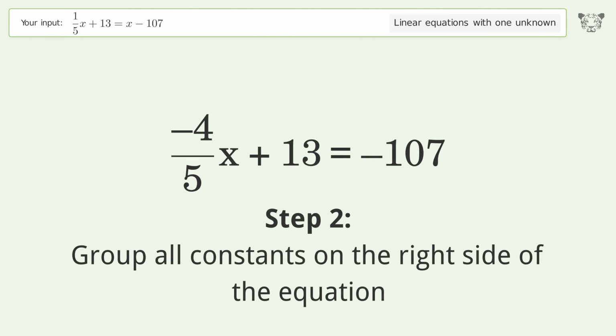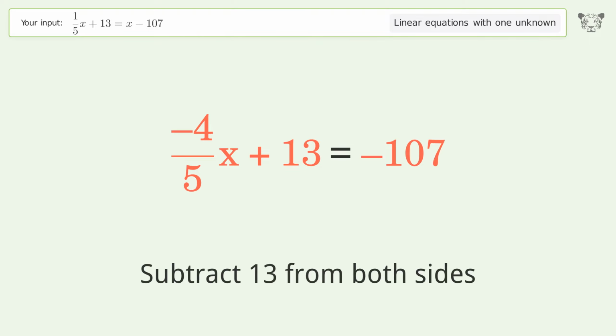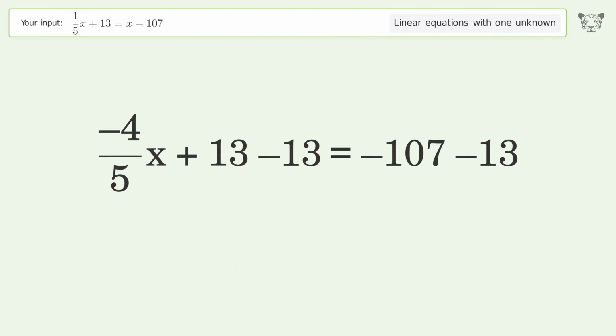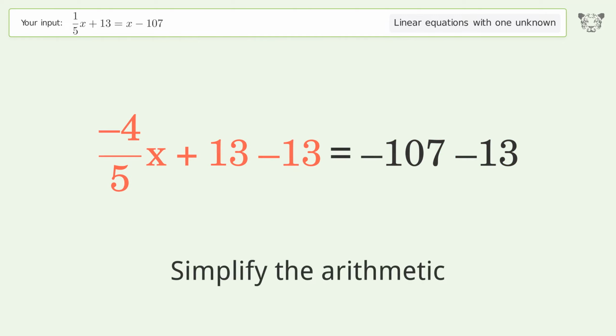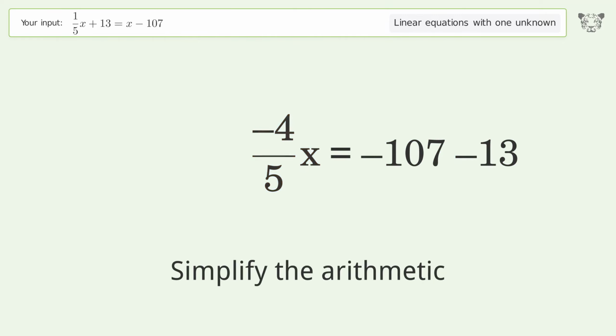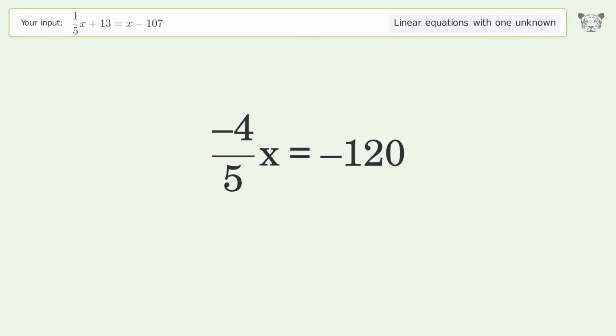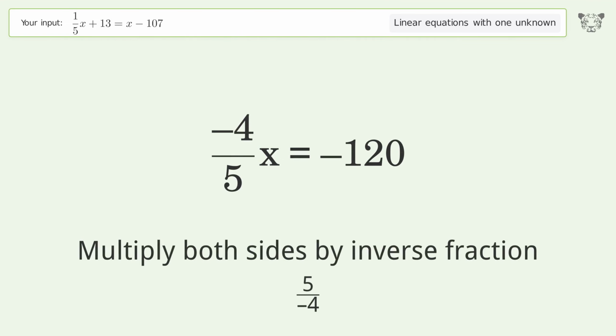Group all constants on the right side of the equation. Subtract 13 from both sides. Simplify the arithmetic. Isolate the x. Multiply both sides by inverse fraction 5 over -4.